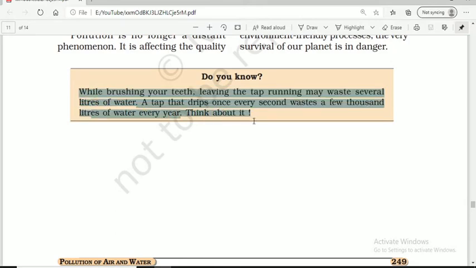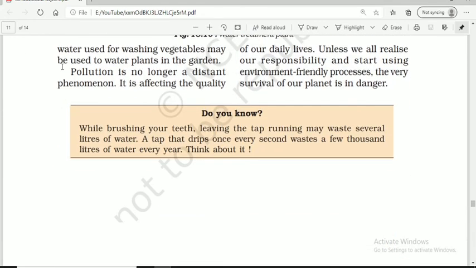While brushing your teeth, leaving the tap running may waste several liters of water. A tap that drips once every second wastes a few thousand liters of water every year. Think about it. If you are using this practice, it is a very bad practice. You should not open the tap while brushing, or any activity. When you need it, then use the water only. So this is what we read about in this chapter, and I hope you understand about water pollution and its types.